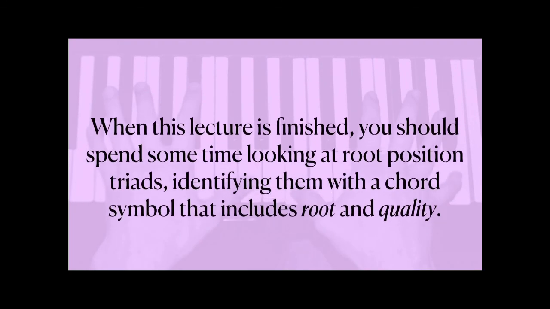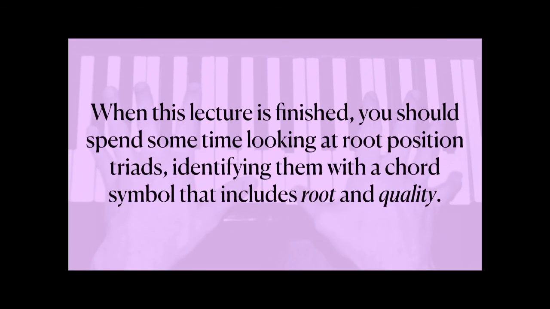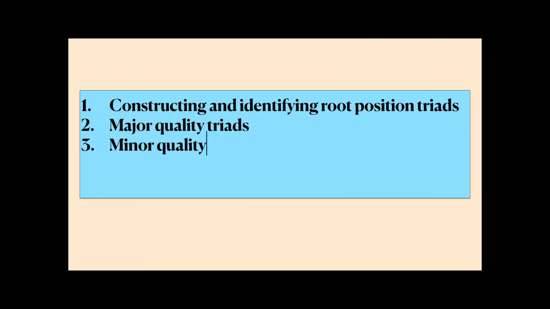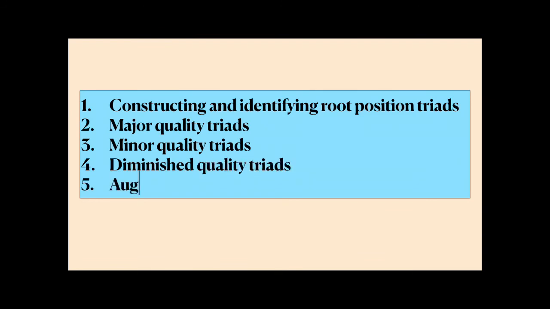When this lecture is finished, you should spend some time looking at root position triads, identifying them with a chord symbol that includes root and quality. Today we learned a lot about constructing and identifying root position triads. These included major quality, minor quality, diminished quality, and augmented quality triads. Be sure you spend plenty of time practicing these on your own.